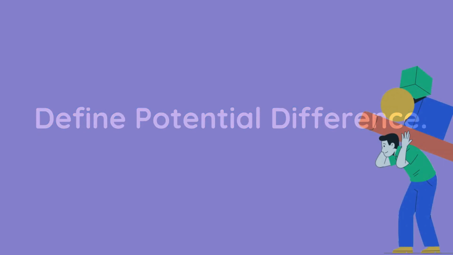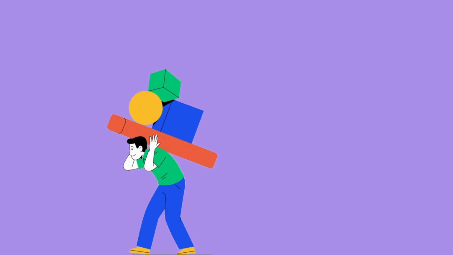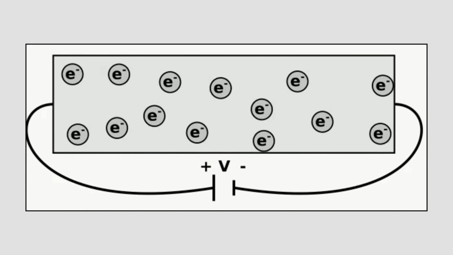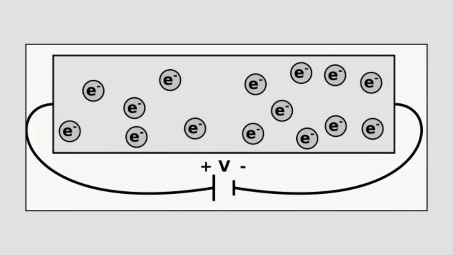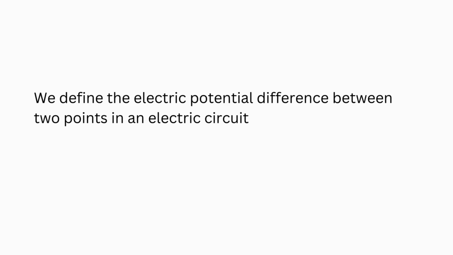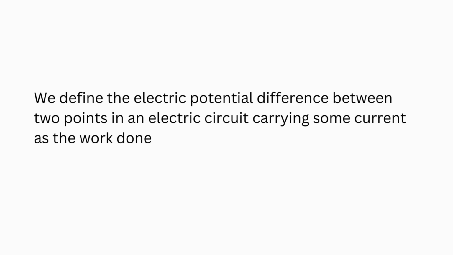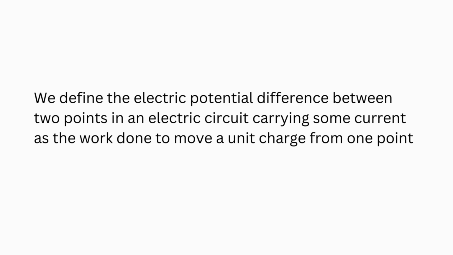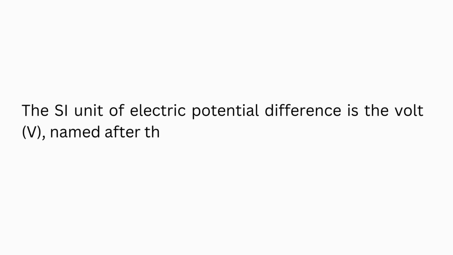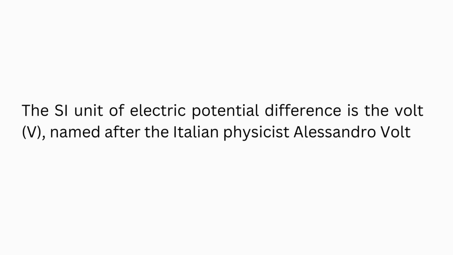In everyday terms, potential refers to the ability or capacity to do something or to do work. In electricity, electric potential means the capacity to move electric charges at a particular point in an electric field. We define electric potential difference between 2 points in an electric circuit carrying some current as the work done to move a unit charge from one point to the other. So what is the SI unit of electric potential difference? The SI unit of electric potential difference is the volt, named after the Italian physicist Alessandro Volta.